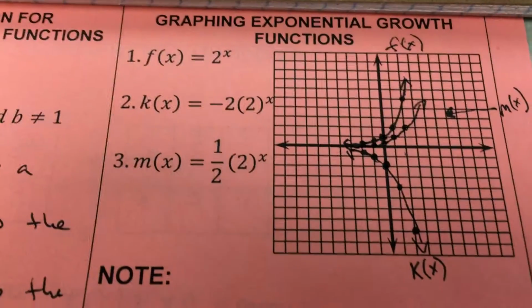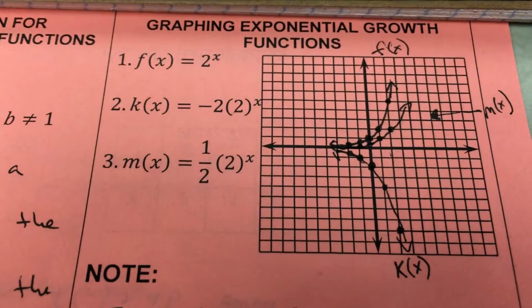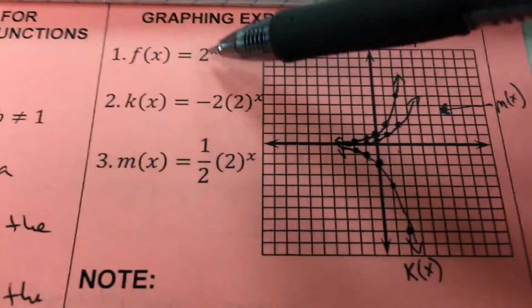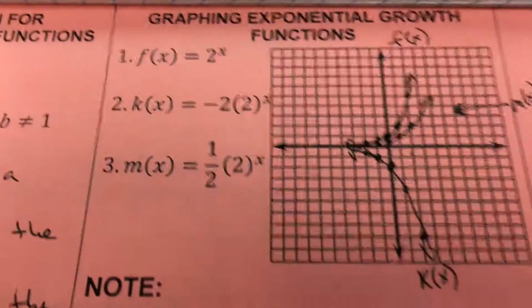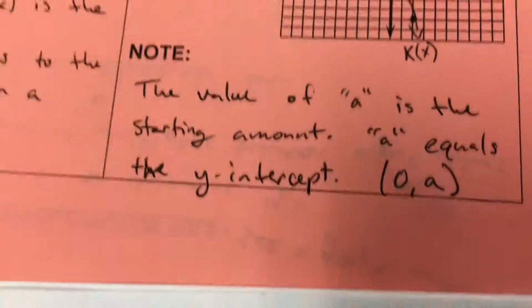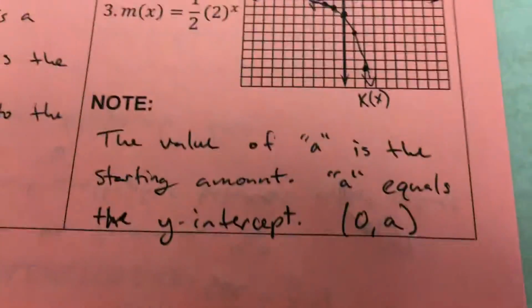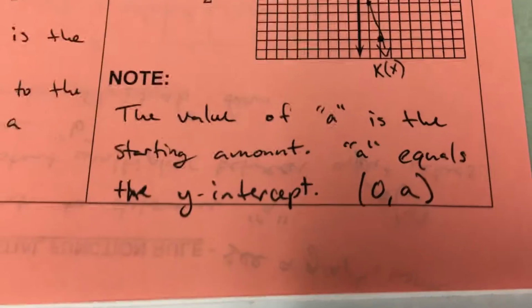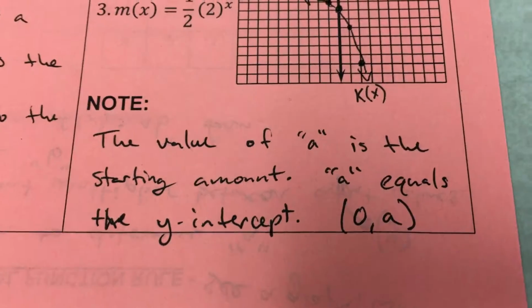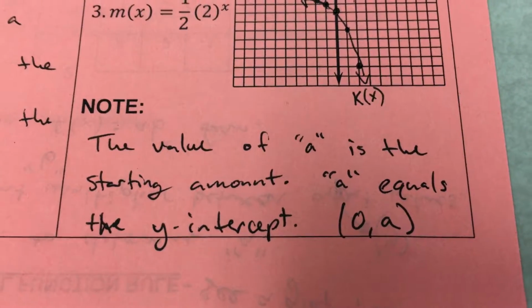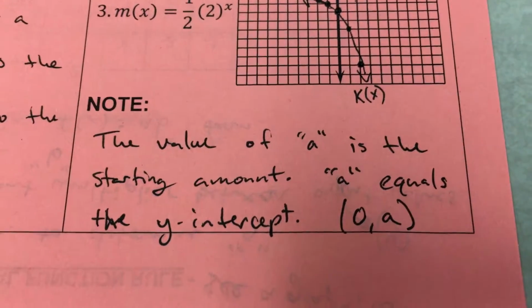Okay, there's one other thing you have to know about A. A is a very important number. We know that here A is 1 because it's invisible, but these have different A's. This A is -2, this A is 1/2. What do we need to know about A's? We know that the value of A is the starting amount, and therefore A is the y-intercept. So when you're graphing this, whatever A is, you're going to plot that as your y-intercept. So it's kind of like 0, A.